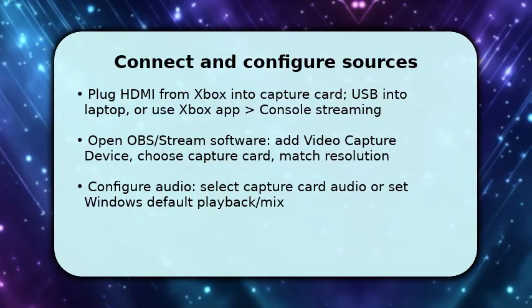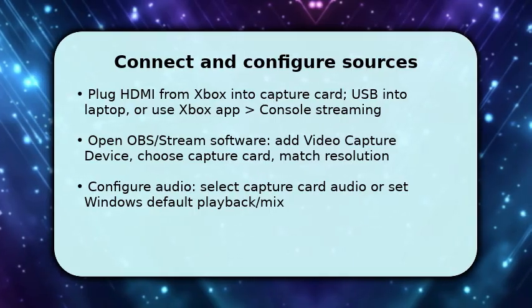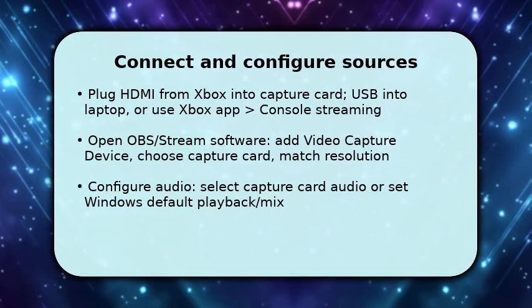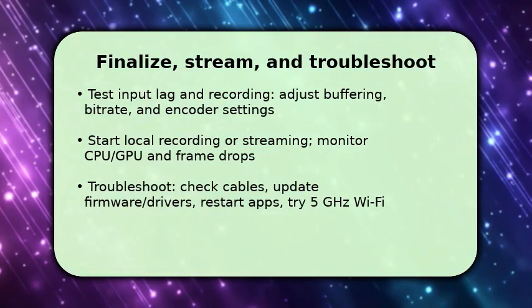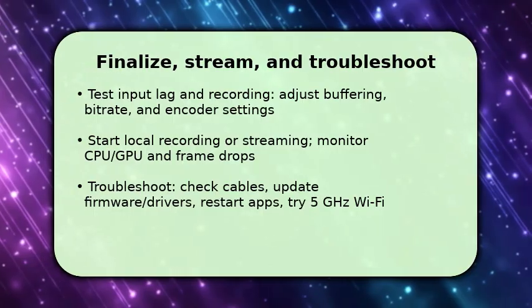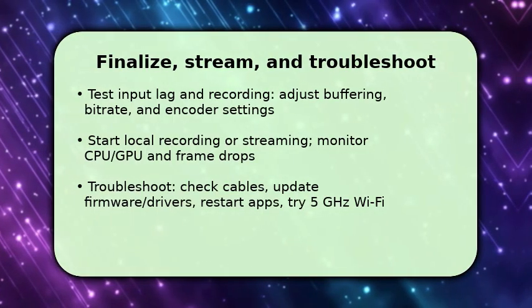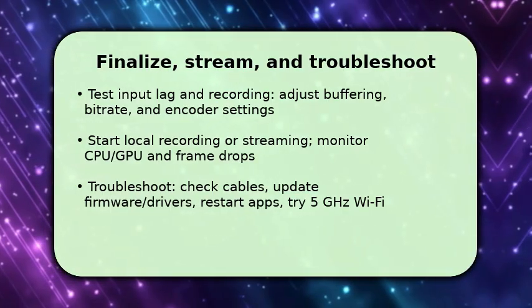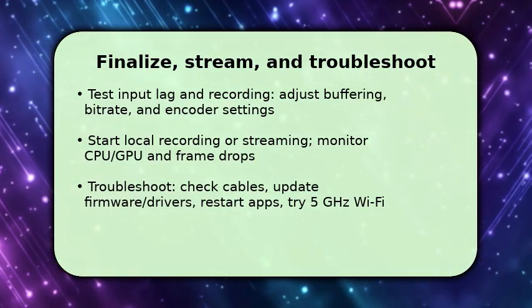Make sure audio routing is correct. Pick capture card audio or set Windows to capture the default playback device. Finish by testing and optimizing. Start a local recording or stream, watch video for sync and lag, and tweak bitrate, encoder preset, and buffering until playback is smooth. Make sure resolution and FPS match the Xbox output. If you see frame drops, lower bitrate or use hardware encoding.